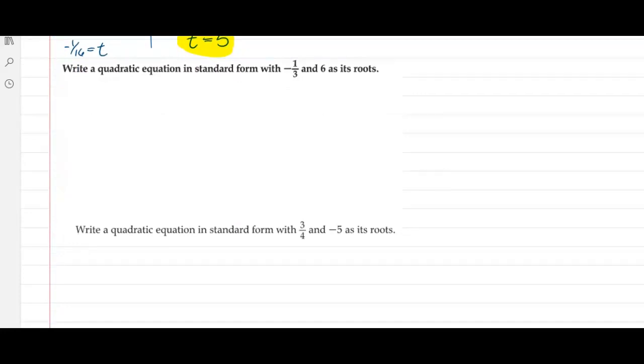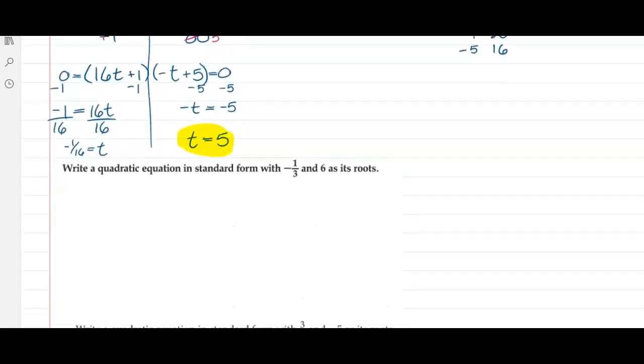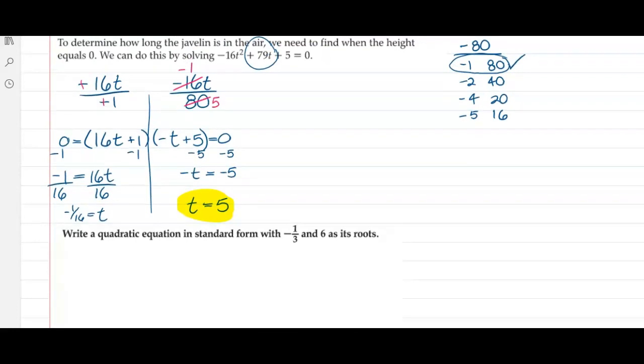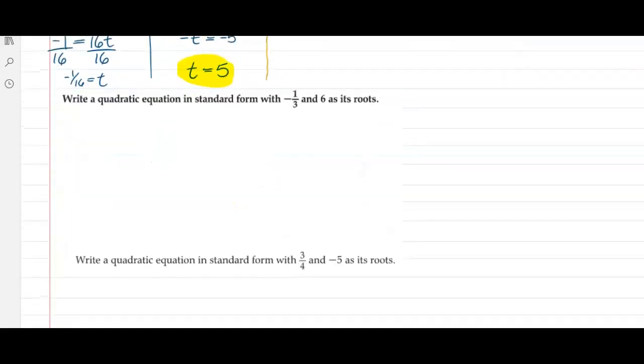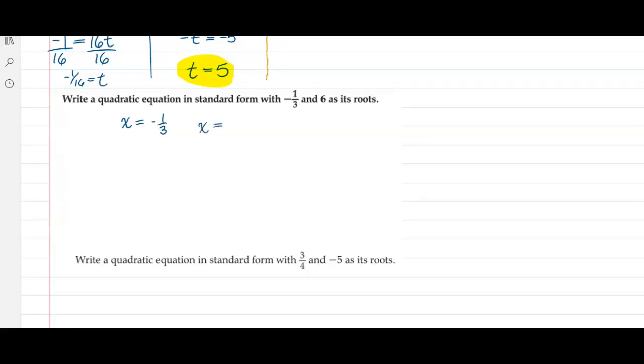Let's work backwards. What if I give you the roots and ask you to come up with the equation that would contain them. Well, we're just going to work this whole process upside down. We're going to start with our two roots. We're going to put them into factors and then multiply them to get our quadratic equation. So we'll start by saying x equals negative 1/3, or x equals 6.